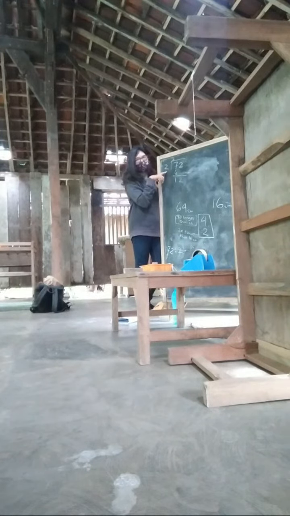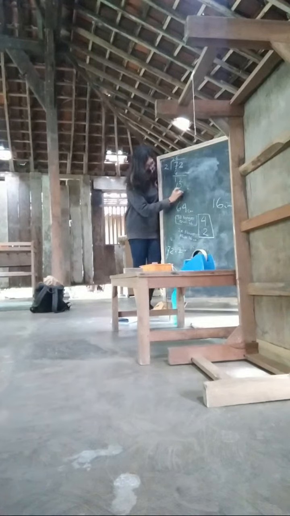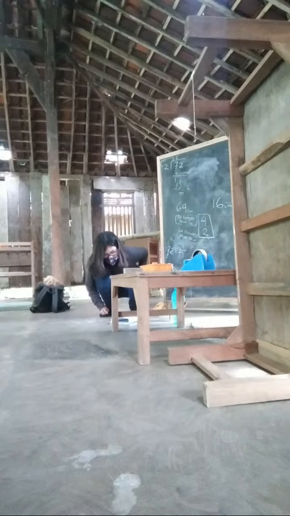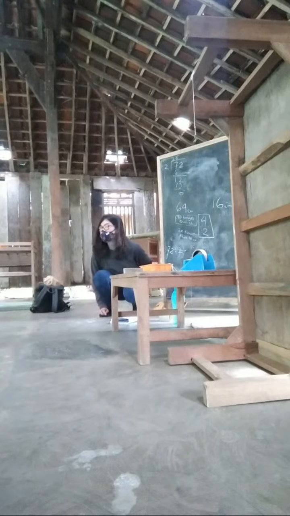12 divided by 2. How many 2s can reach 12? 6. Yeah. So the answer is 36. And the book's answer is 37. Okay, just fix it right there. You can pick for the right.